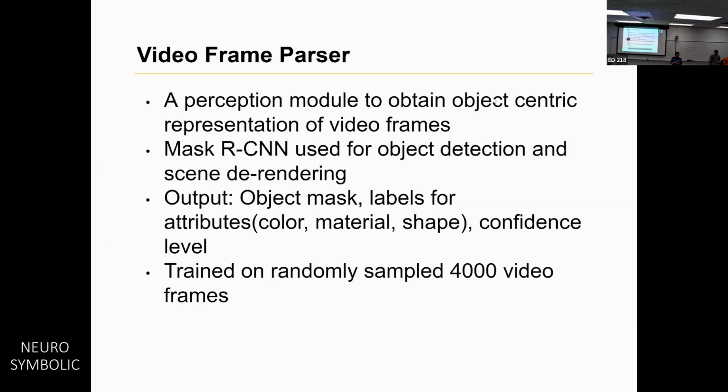So first we come to the video frame parser. This is responsible, as one of the key observations they made, that an object-centric proposal is required. So this is responsible for object detection, and it does the scene re-rendering, which outputs the mask of the object, the attributes, and also the labels of the object. Now this is trained on 4,000 randomly sampled video frames out of the entire data set.